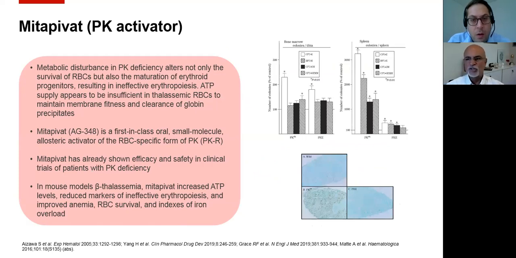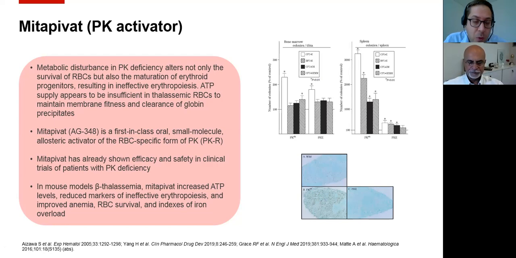Now, Khaled will continue with some of the novel therapies. Yes, just to also complete the picture in terms of the current agents in development that would target ineffective erythropoiesis. So we have mitapivat, AG348. It's a PK activator that started being developed for pyruvate kinase deficiency, but there are also indications that the ATP supply is insufficient in thalassemia, which makes this, let's say, an agent of interest.